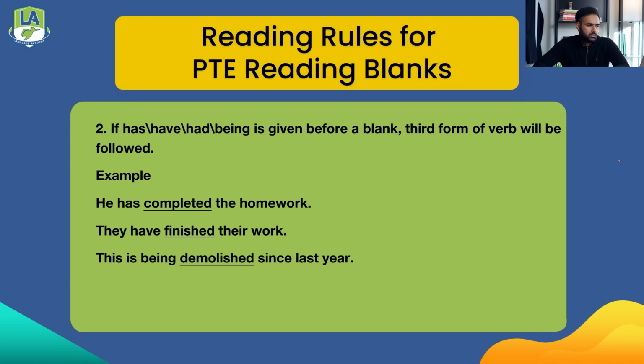Let's go on to rule number 2. If there's any blank after has, have, had, being, it will be the third form of the verb. He has completed the homework. They have finished their work. This is being demolished since last year. Remember this thing? These rules will be applicable in the majority of scenarios. You'll have to read the passage, make sense of it and understand what's actually going on, but in the majority of passages you can apply these rules straight away. So any blank after has, have, had, being will be the third form of the verb.